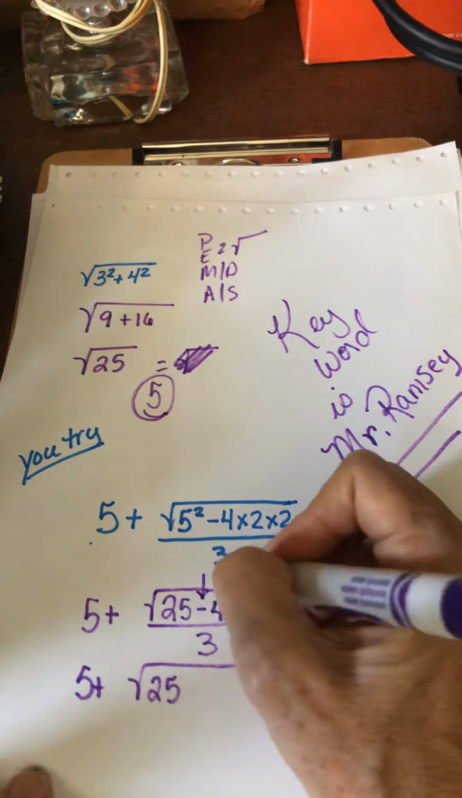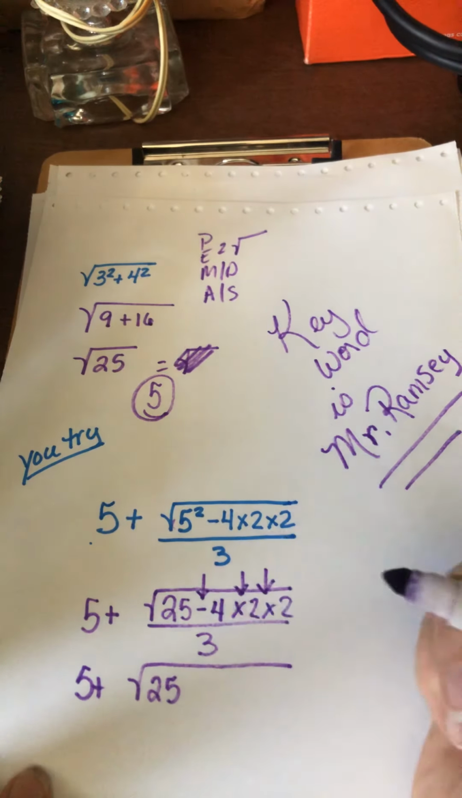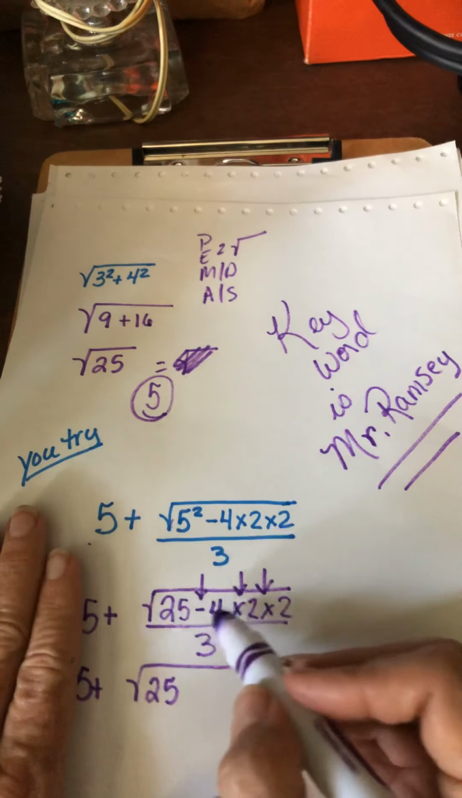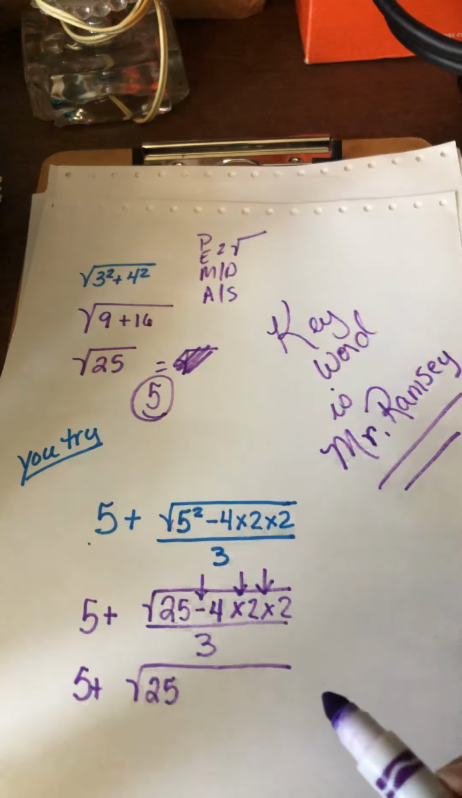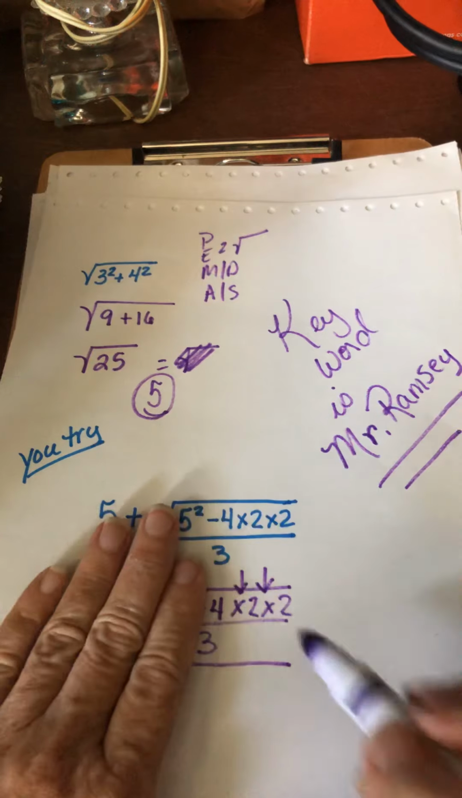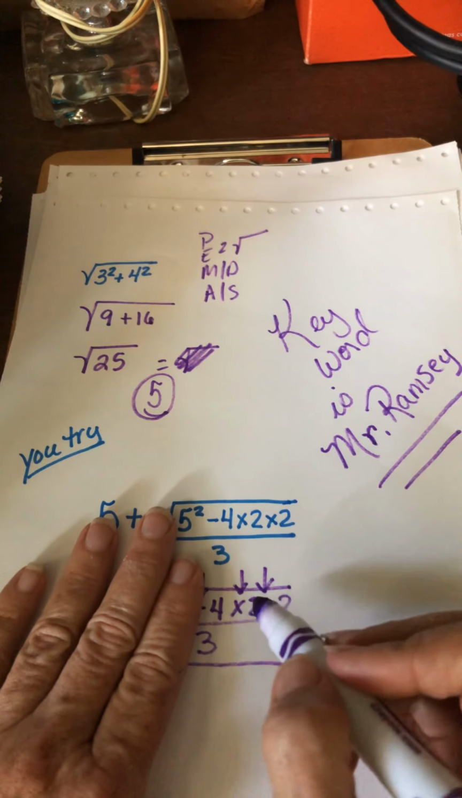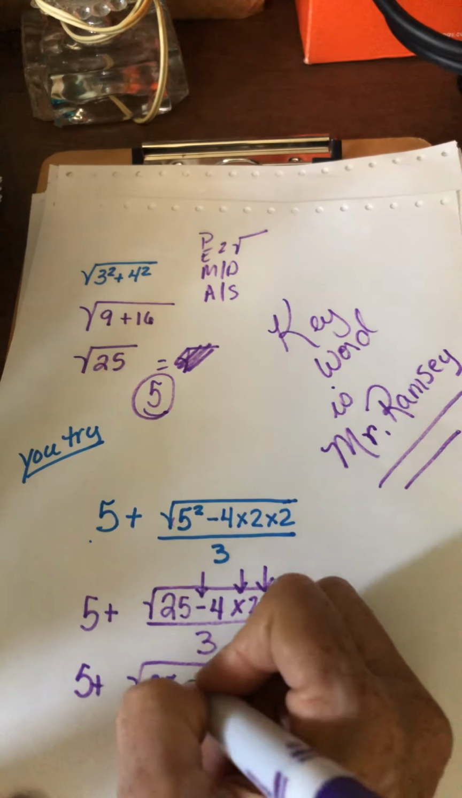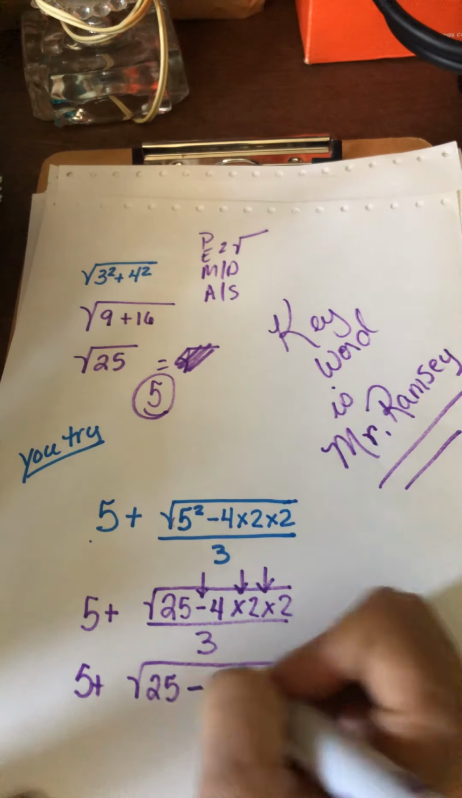Look, I have a minus, a times, and a times. Which comes first? Multiplication. So I'm not going to say 25 minus 4, but that's what most people do. No. I'm going to say 4 times 2 is 8. 8 times 2 is 16. So I'm going to have 25 minus 16.